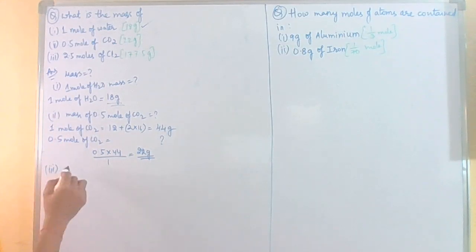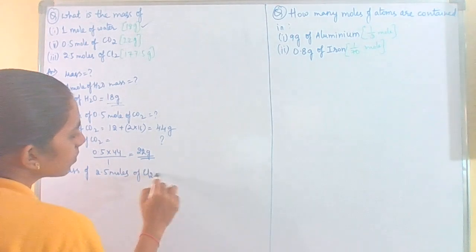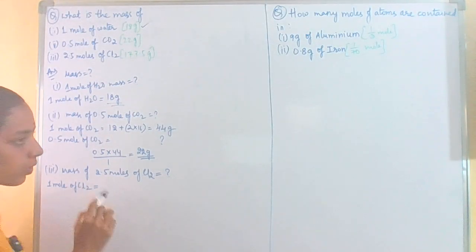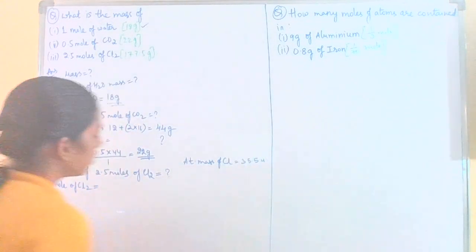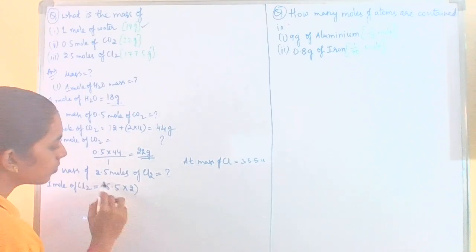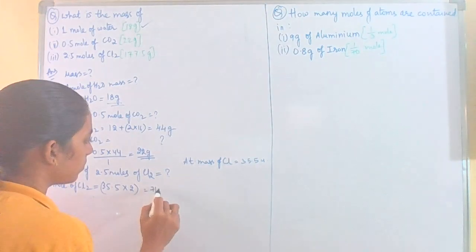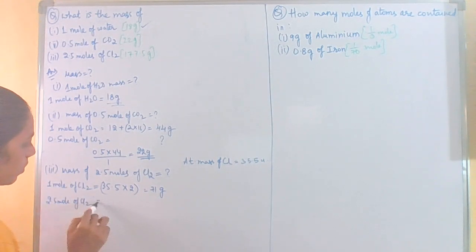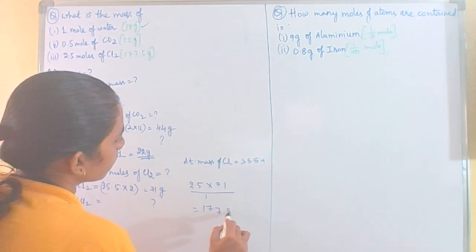Now the third one, you have to find the mass of 2.5 moles of Cl2. 1 mole of Cl2 is equal to... what is the atomic mass of chlorine? 35.5 units. So 35.5 into 2 will be 71. 71 grams for 1 mole of Cl2. Then 2.5 moles of Cl2 is equal to how much? 2.5 into 71 by 1, which is equal to 177.5 grams.